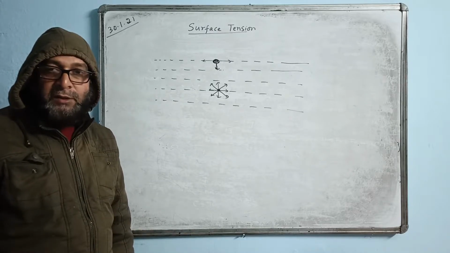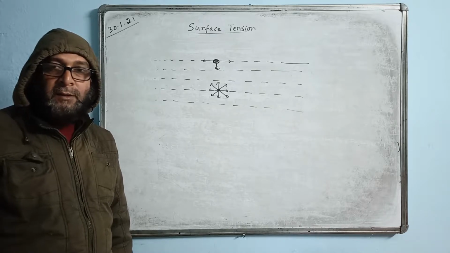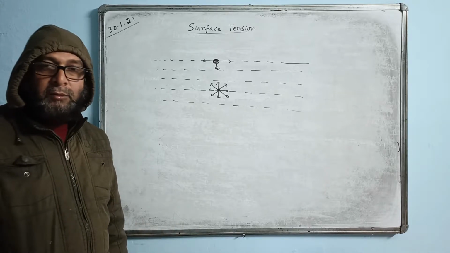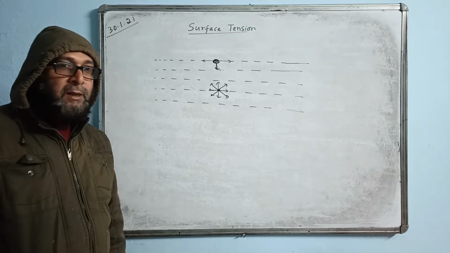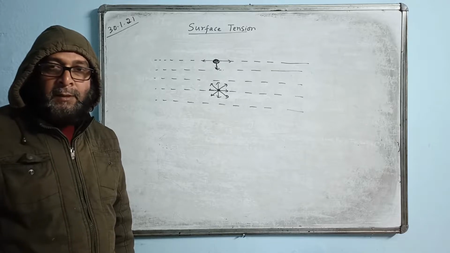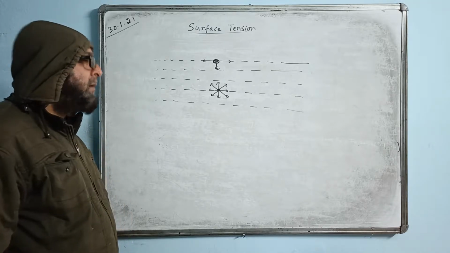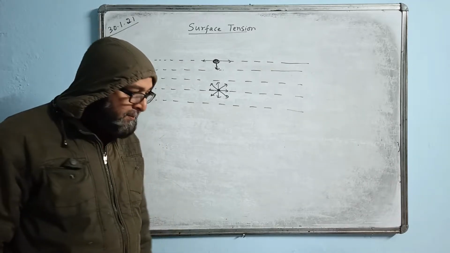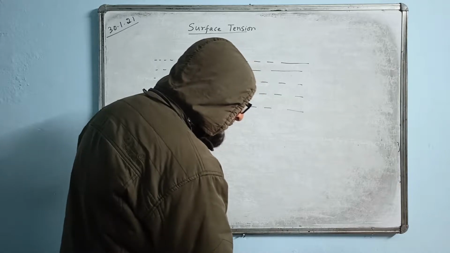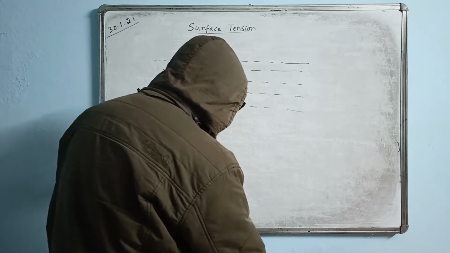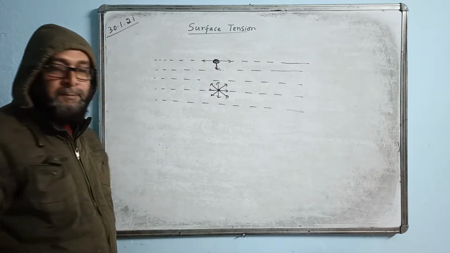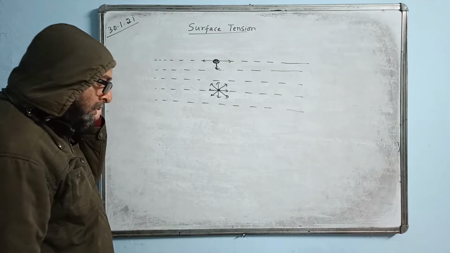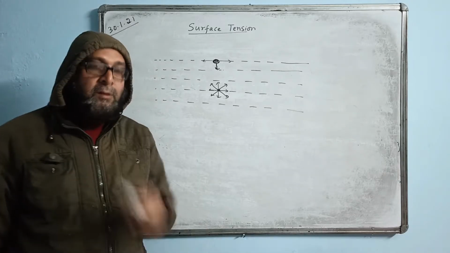The tendency of a liquid surface to minimize or to contract in area, and to behave as a stretched membrane, is called surface tension. Okay, this property or this phenomenon is called surface tension.